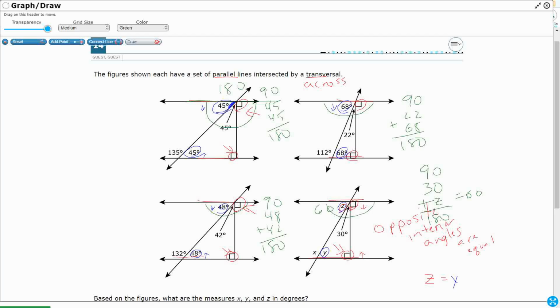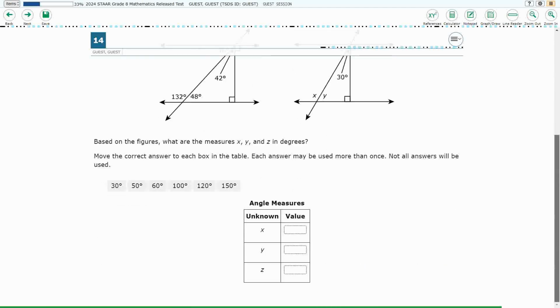So if z is 60, then y is 60. And then this is also a straight line. So if y is 60, then x is going to have to be something that plus 60 equals 180, and that's going to have to be 120 because those are supplementary angles. It's a straight line. So x is 120, and then z and y are 60. So let's put x at 120, and then z and y at 60.